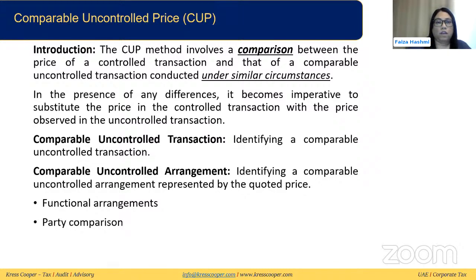When you compare the controlled transactions with the related party and the comparable uncontrolled transactions with the third party, if there are any differences, you need to make adjustments. Of course, you need to identify a comparable transaction, one related to the same kind of transaction or the same kind of arrangement that you might have with the related party and with the third party.